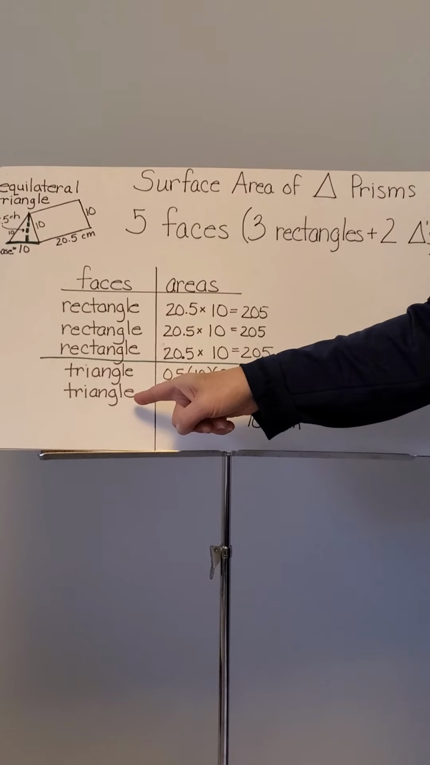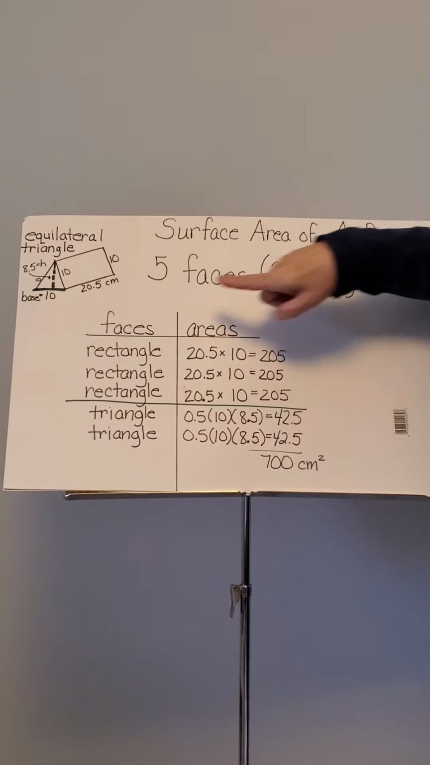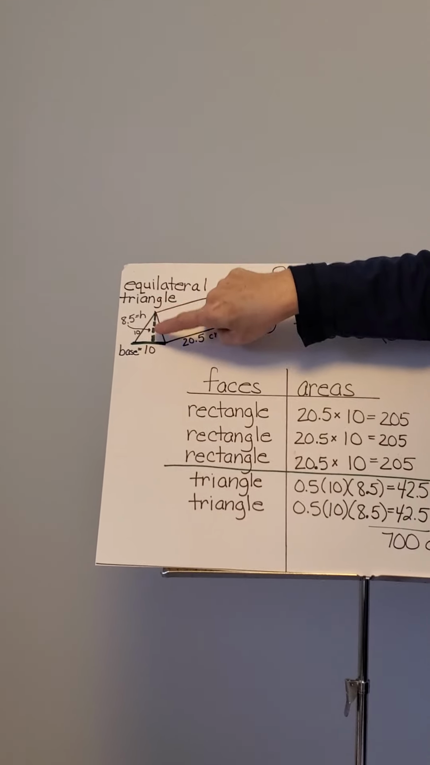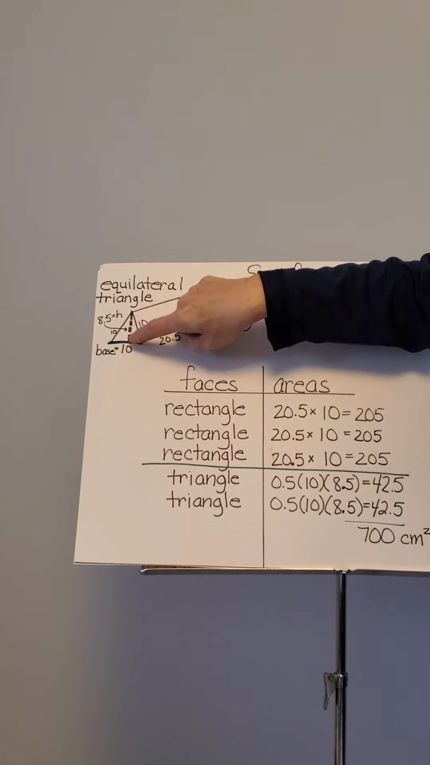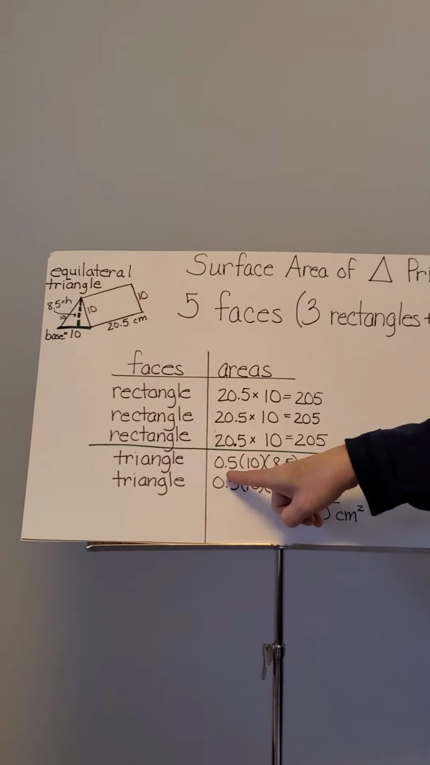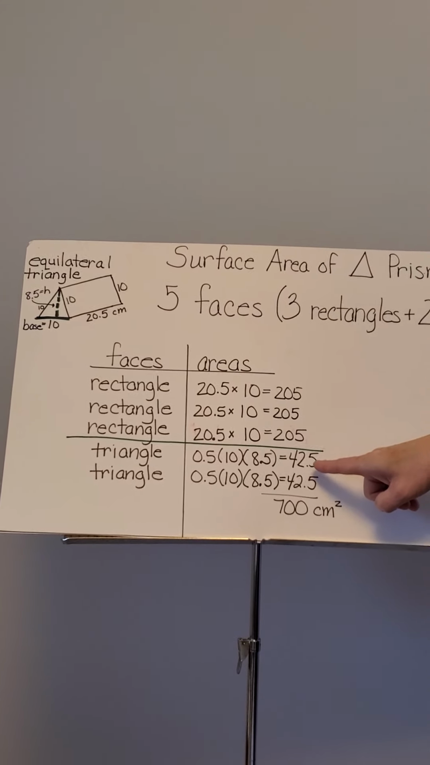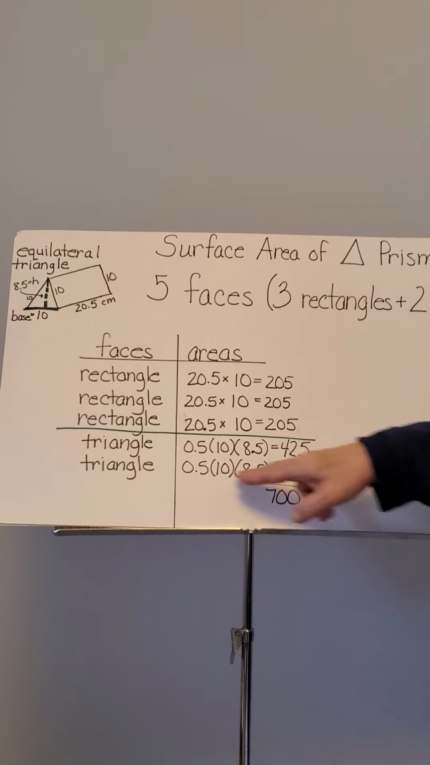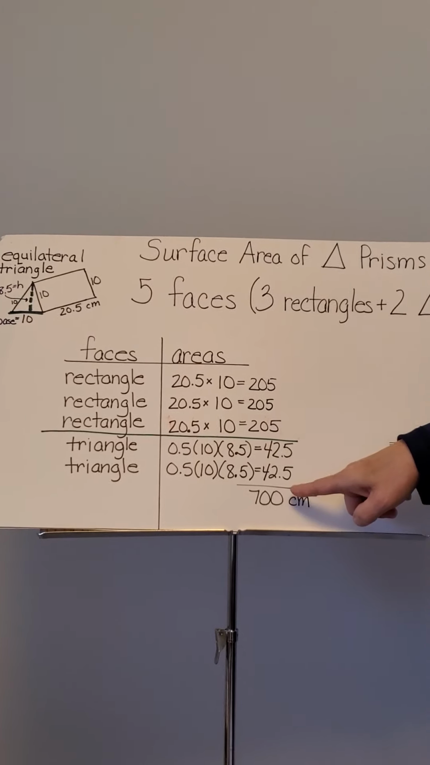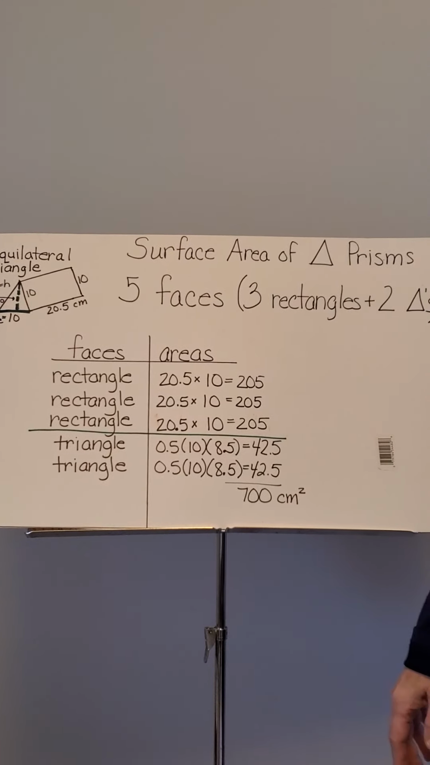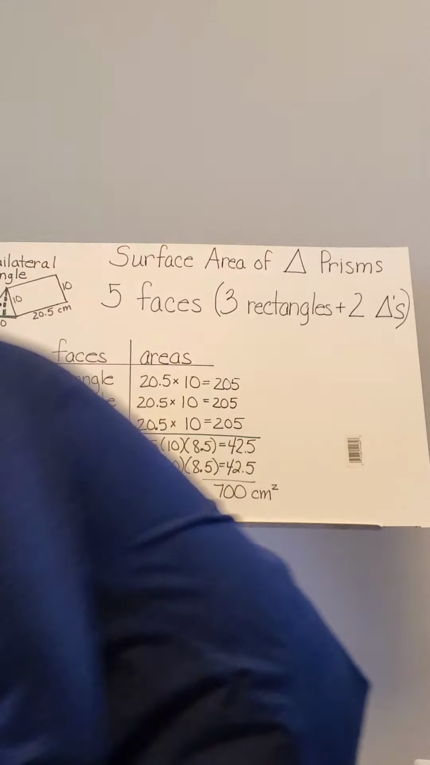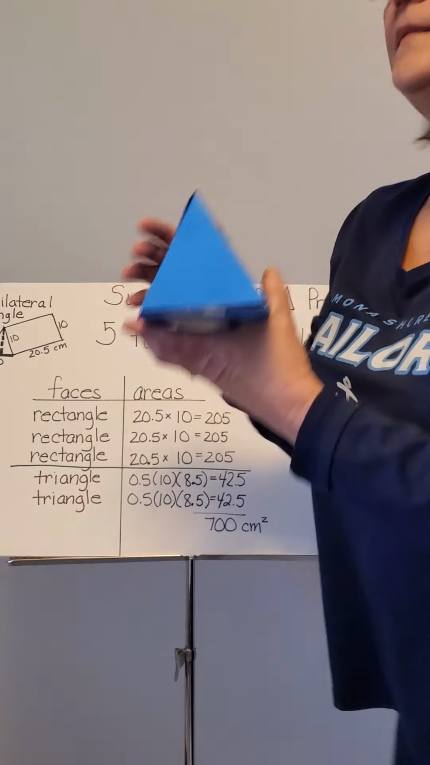Triangular area, you learned in 6th grade, is half base times height. Looking closely at the diagram, the base is 10 of the triangle, and the height is not 10, it's 8.5. That height is perpendicular to the base. So half of a base times height is 42.5 square centimeters. And there's two triangles that are congruent, so another 42.5 square centimeters. The grand total of the 5 faces is 700 square centimeters to make that blue triangular prism that I held up right here out of my blue poster paper.